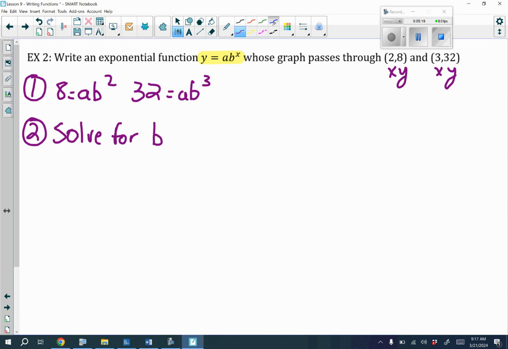So to do that, I'm going to divide here. So I'm going to take the one with the higher exponent, which is cubed, and put that on top. So 32 equals a times b cubed, all over 8 equals a times b squared. Now I need to simplify this. So when I do 32 divided by 8, that is just going to give me my 4 here.